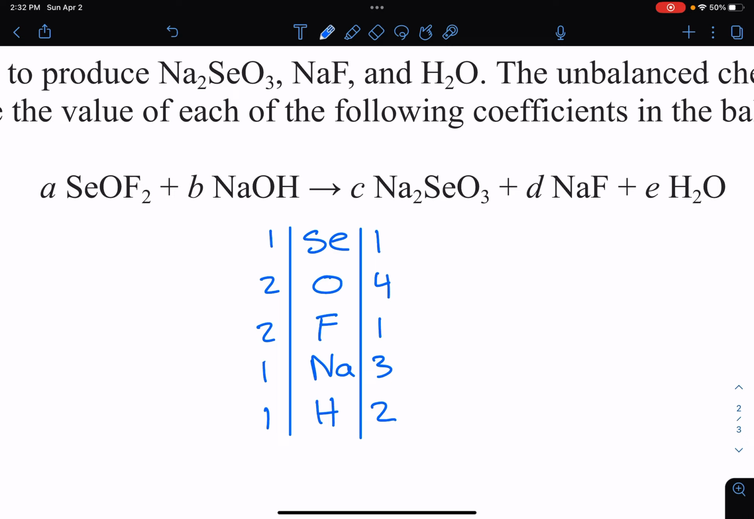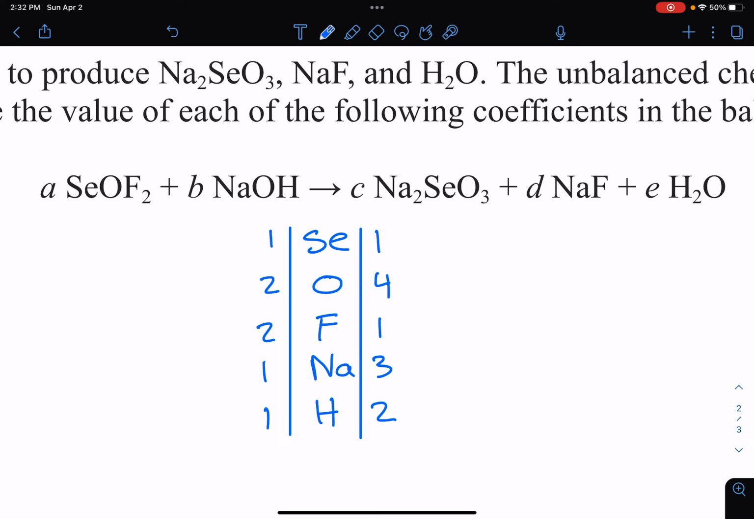We're not going to try to balance oxygen because it appears in 2 molecules on each side. Therefore, just about any coefficient we change is going to change our oxygen. So there's no point in trying to balance out the oxygens first because they're just going to get unbalanced later on. So let's look at the fluorine.